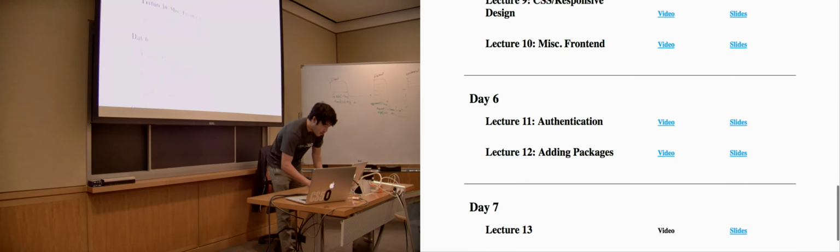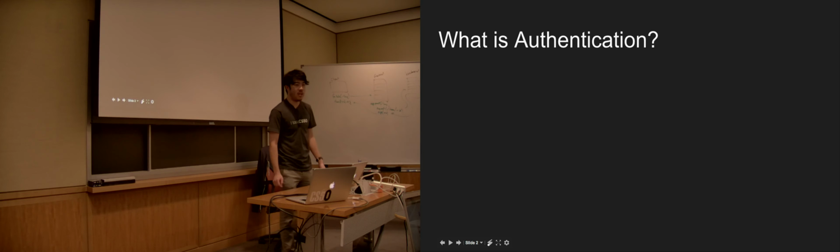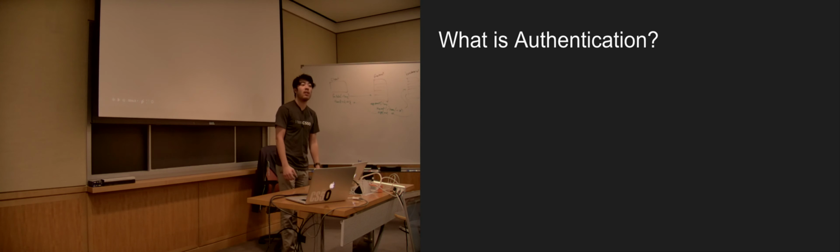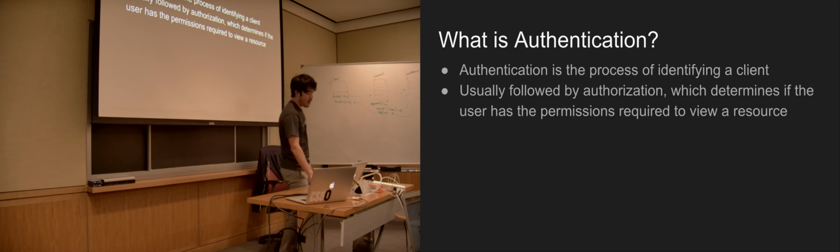Cool. Then we talked about authentication. What is authentication? Affirming whether a user is who they say they are. Yeah, seeing if a user is actually who they say they are. It's followed by authorization, which is what determines if they have the correct permissions. What are some authentication methods?